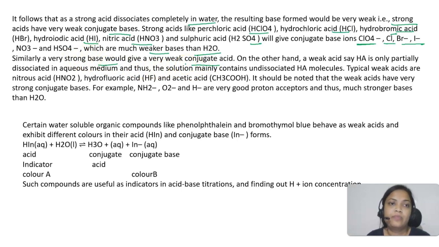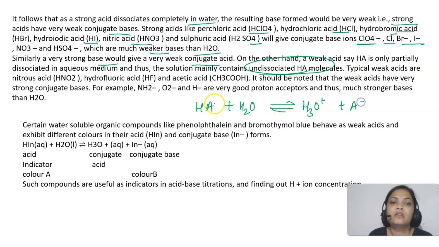Okay. Now, if I am talking about a weak acid, let's say HA is a weak acid, so it will be partially dissociated in aqueous medium. So it will be mainly having undissociated molecules, because in that case more of HA will be present, and so the equilibrium will be shifting towards HA. Alright, means the backward direction.